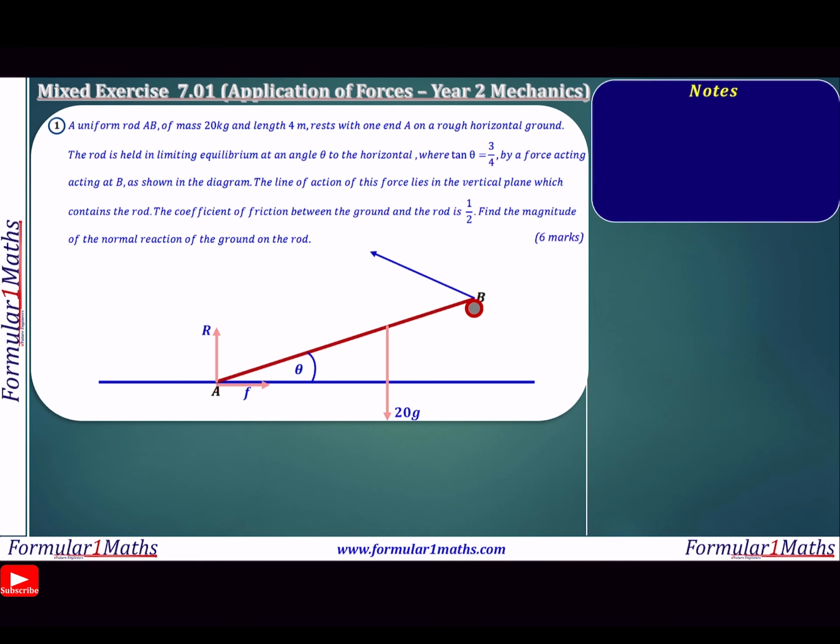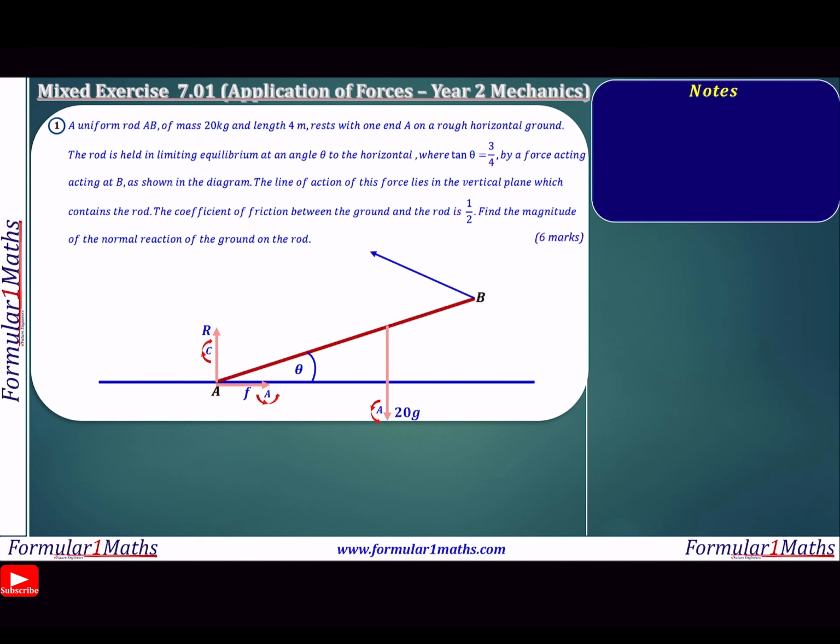We need to now decide which of the forces will produce a clockwise moment and an anti-clockwise moment. First, we notice that taking moments about B, the normal reaction force R will produce a clockwise moment. And then the 20g Newton force will produce an anti-clockwise moment. So will the frictional force F produce an anti-clockwise moment. So now we know the senses of the moments we're going to take.